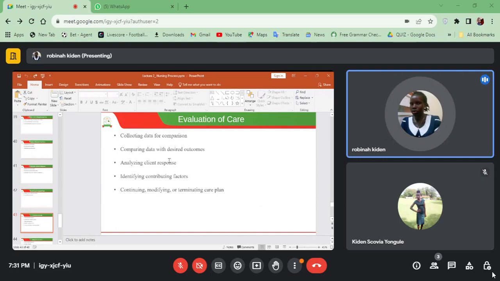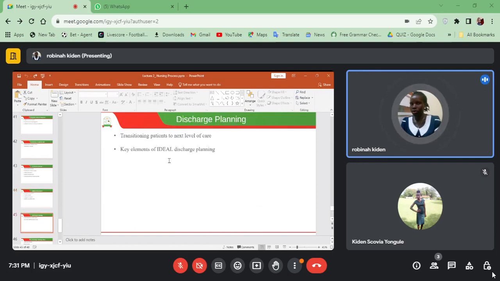If you see that it has not really lowered, then you may need to modify. Like I've told you, you may identify that the patient has stress, so you start counseling the patient and teaching the patient relaxation techniques. Or if the blood pressure is okay, the patient is talking well, is eating well, everything is fine, then you can terminate the care plan. So that is what evaluation is all about. Then the steps in evaluation, collecting data, I have explained this, you'll be able to understand.